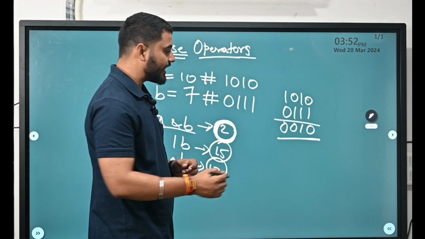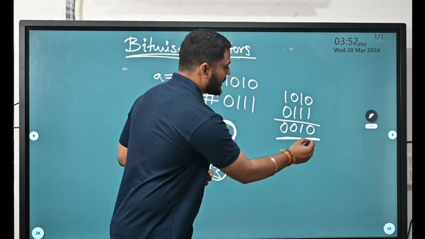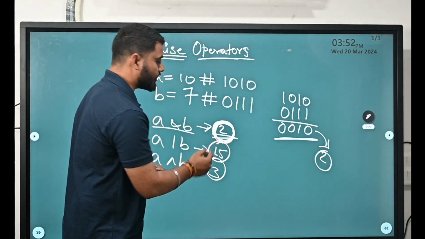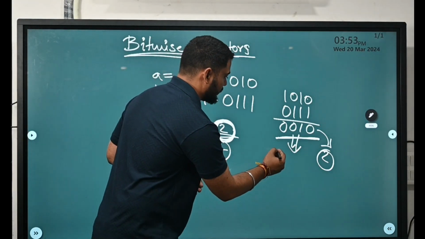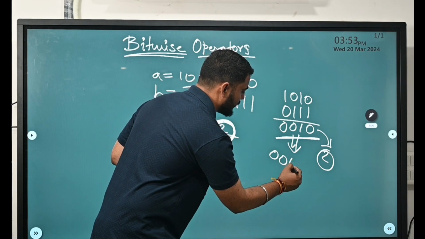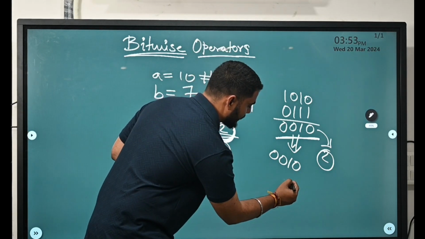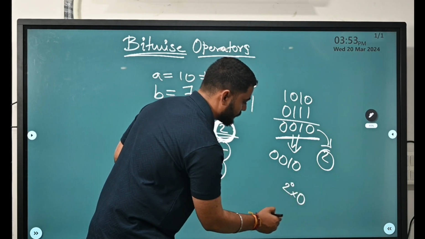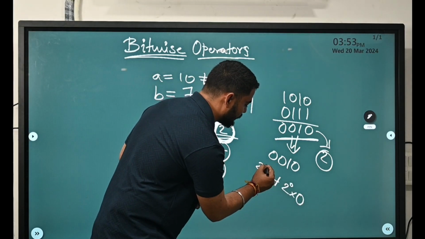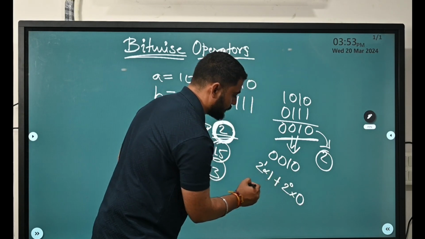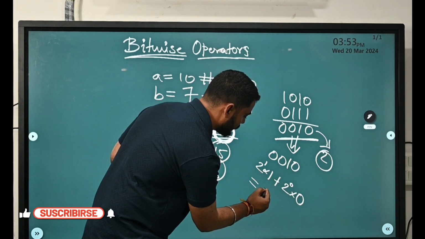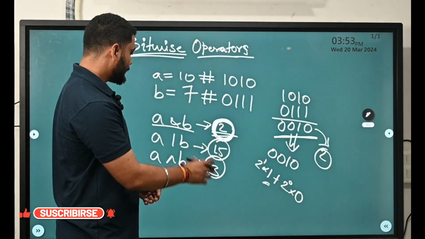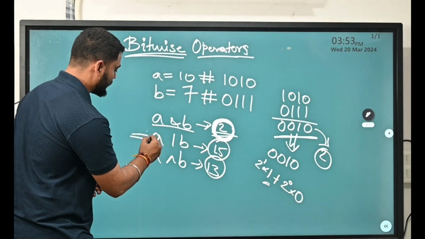And if you calculate the decimal for this, it is 2. That's why we are getting 2 here. You can simply calculate this. It is 0010. If you check, 2 power of 0 multiplied by this 0, plus 2 power of 1 multiplied by this 1, so it will return only 2. Okay, fine. So this is how you can calculate.